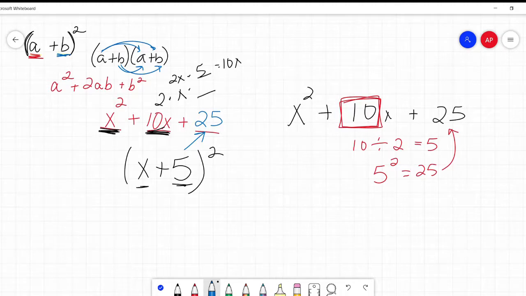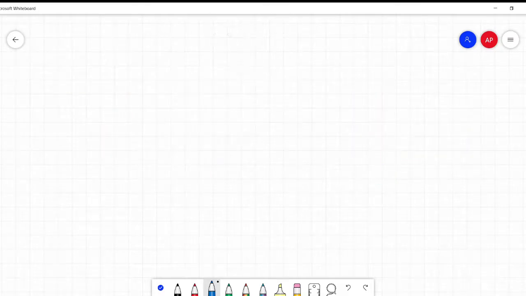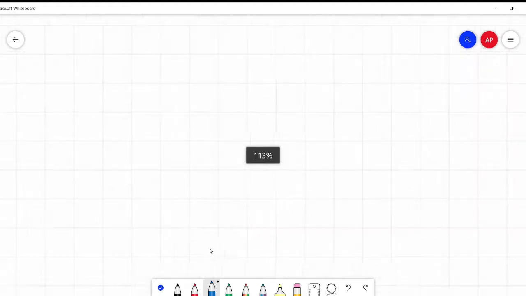But the actual steps you will need to take are, again, assuming there's nothing in front of the x squared, you're going to divide this by 2, which gives you 5 in this case, and then you're going to square it, and that's your last number. So that is the process.